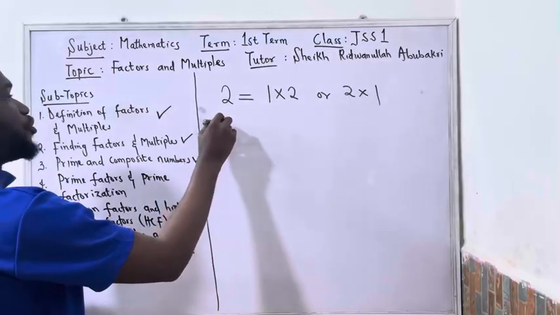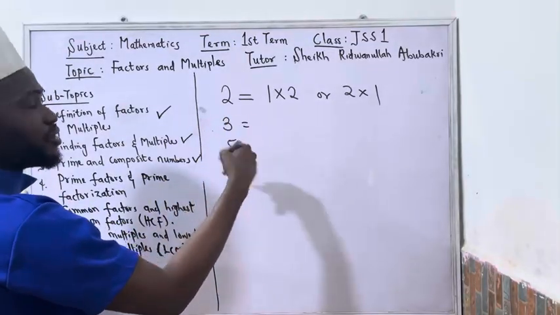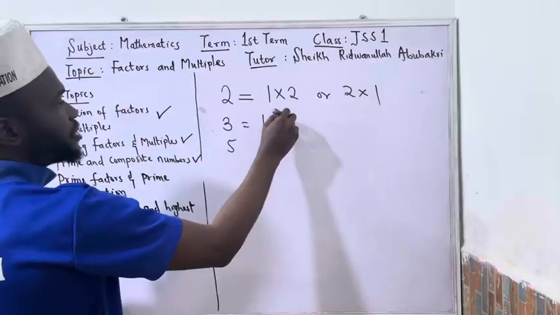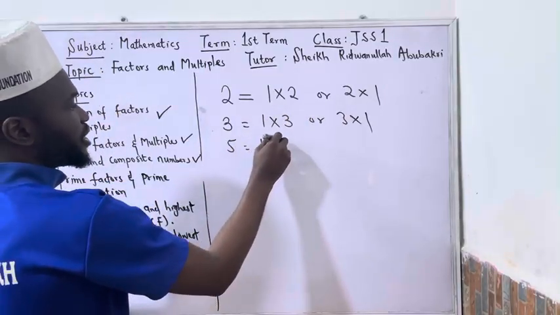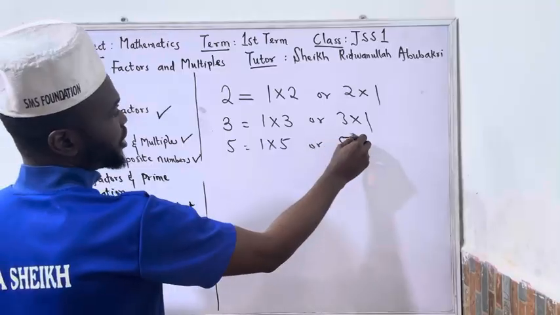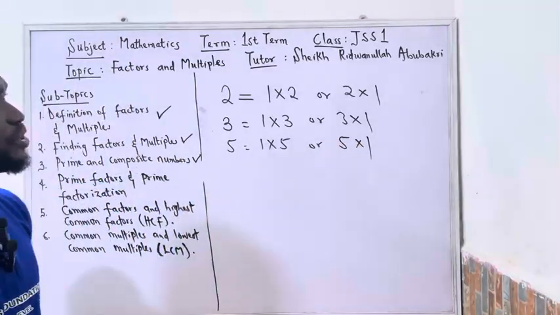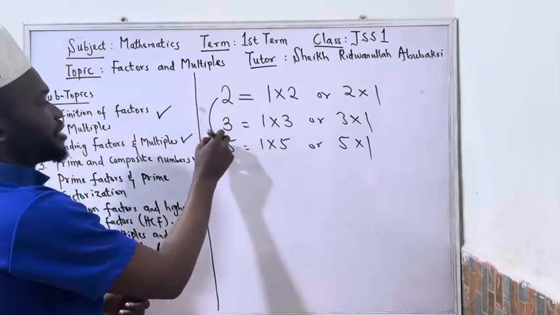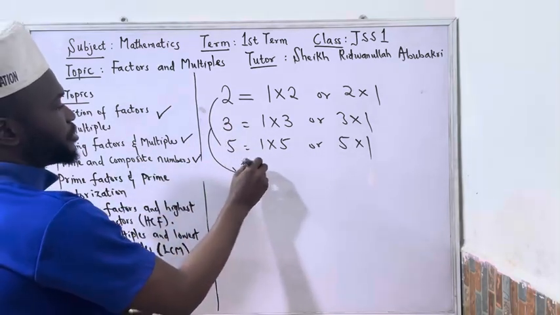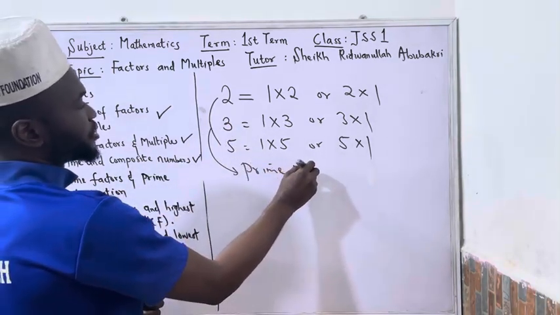The same thing can go for 3, the same thing can go for 5. So 1 times 3 or 3 times 1. Similarly, 1 times 5 or 5 times 1. These are the only ways that I can write these numbers. So all of these numbers are examples of prime numbers.